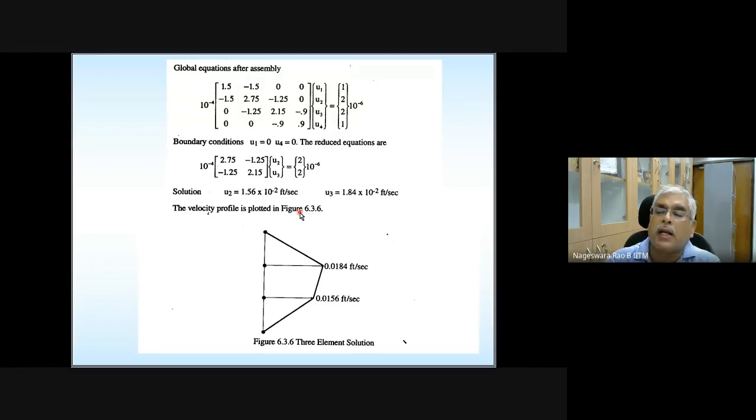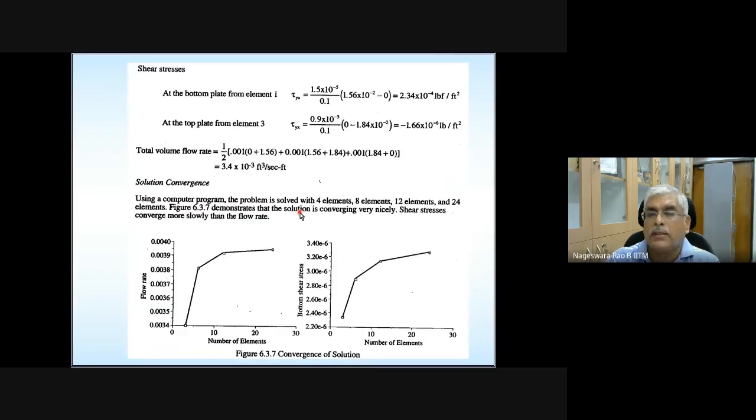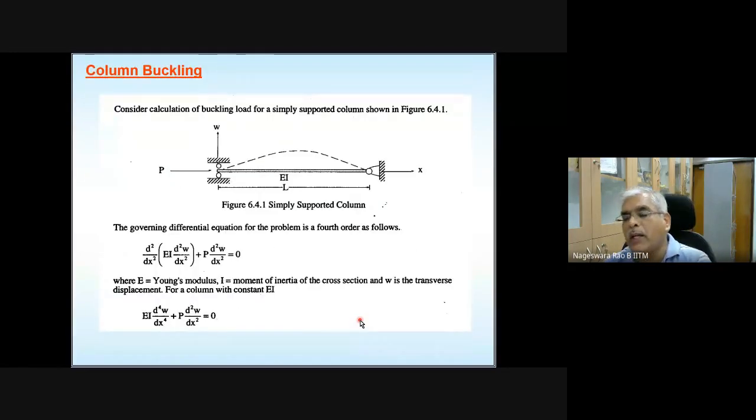Now let's come back to an application related to structural engineering or structural mechanics. So this is all the previous example, and here convergence is also shown, as the number of elements is increased, how the values are changing. Whatever results you present, they should be convergent results. Now coming to the structural mechanics application, the general one-dimensional boundary value problem that you looked at can also be applied to solve this column buckling problem.